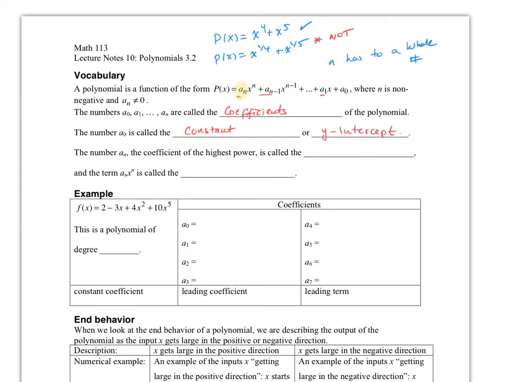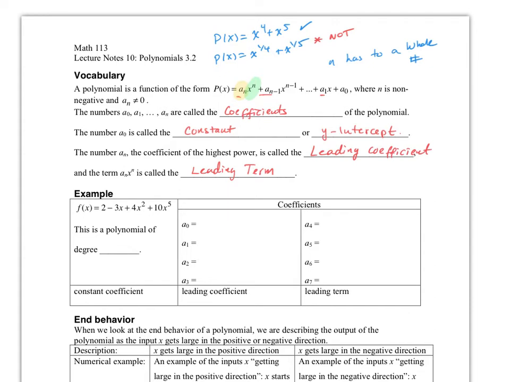Now an is called the leading coefficient, and xn, which is the biggest power, is called the leading term. Not very original names, but that's what they're called. So this is the leading term. And the leading term is the one that's going to determine the shape of the graph and everything.